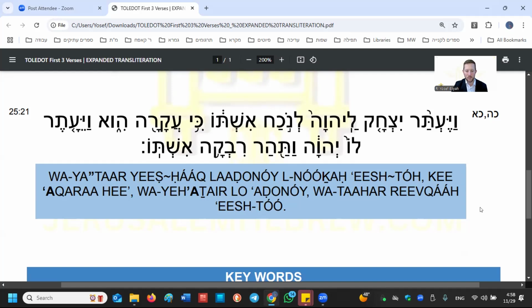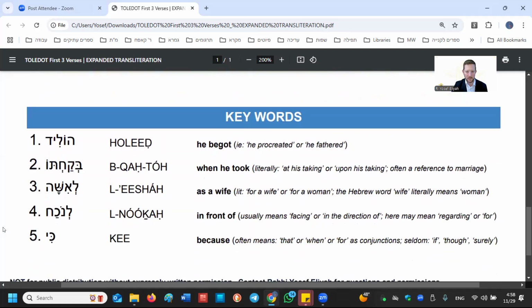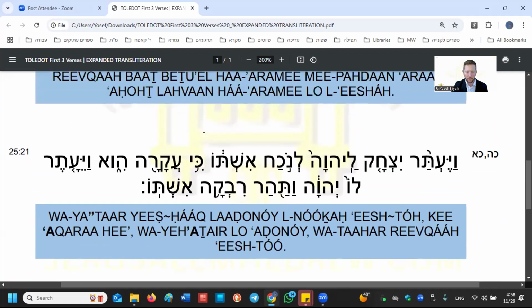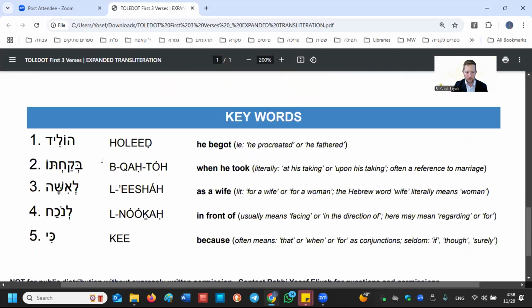This includes the slow articulated reading of the first three verses of this week's Torah portion, Parashat Toledoth. Now we will review some key words selected from these first three verses in the parasha. Holiv. That means he begot, i.e. he procreated or he fathered.